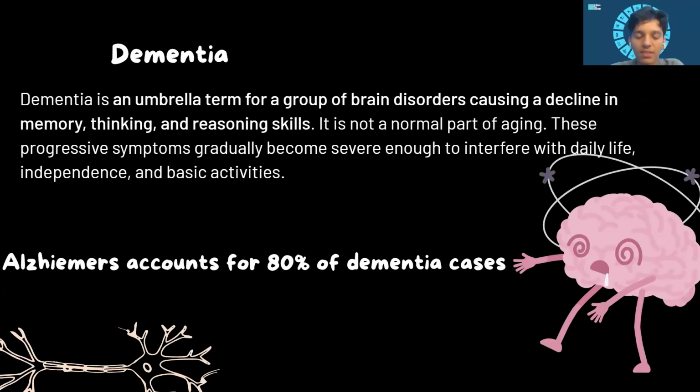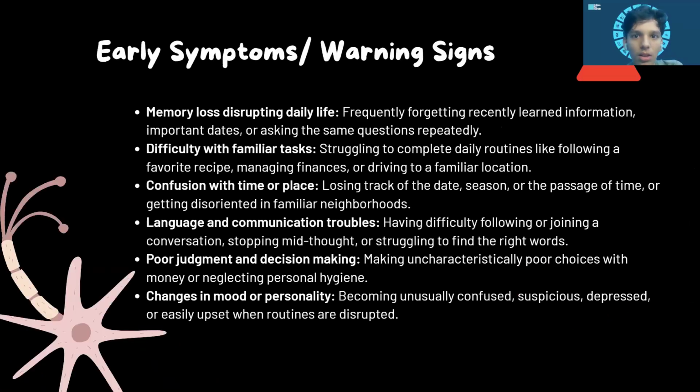Alzheimer's accounts for 80% of dementia cases, but there are other things that can cause dementia. So it's important to know the difference. Early symptoms are memory loss disrupting daily life. So frequently forgetting things, difficulty with familiar tasks. Your daily tasks get hindered because you don't remember things.